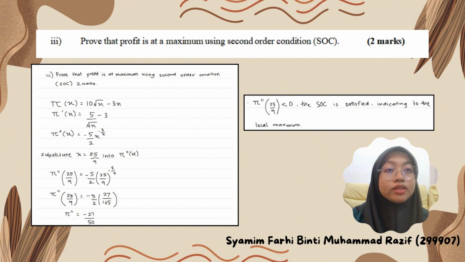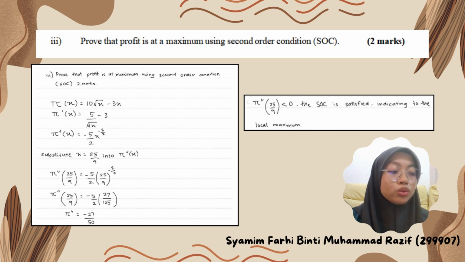Today I will discuss the question that I already solved, and I will explain how I did it. I did the first question, but part 3 says to prove that profit is at maximum using the second order condition, which is SOC. For this question, we already have the equation pi of x equals 10 square root of x minus 3x.